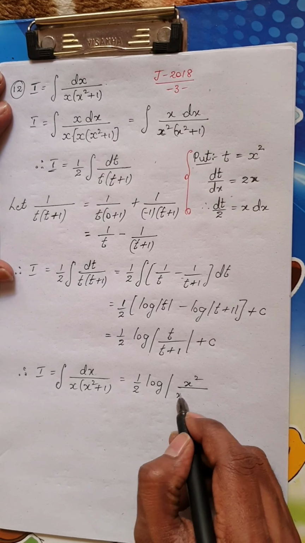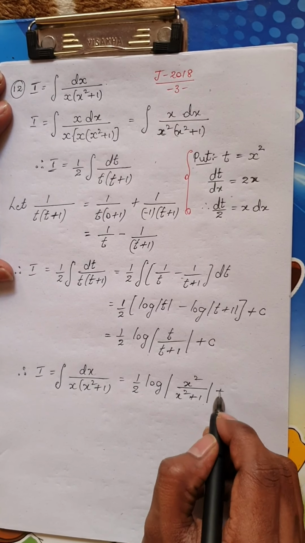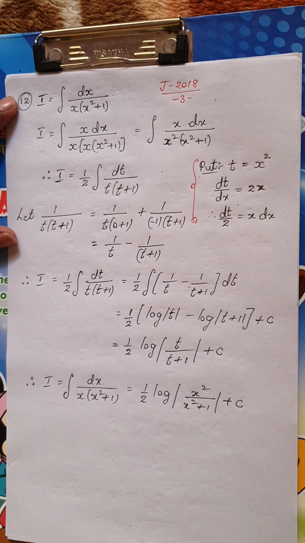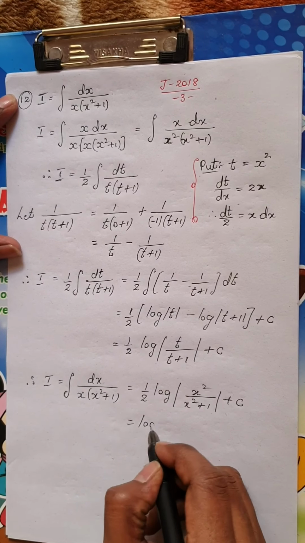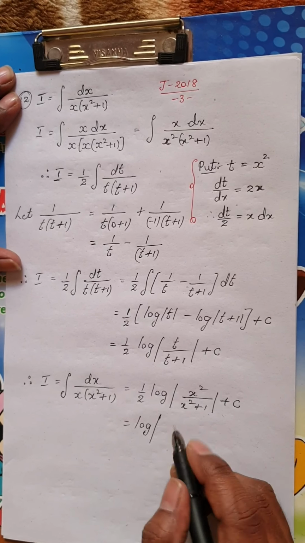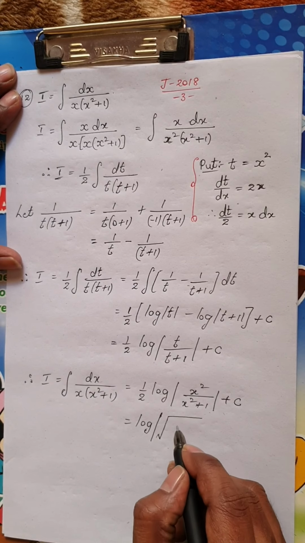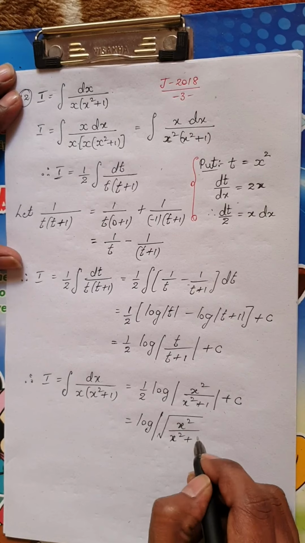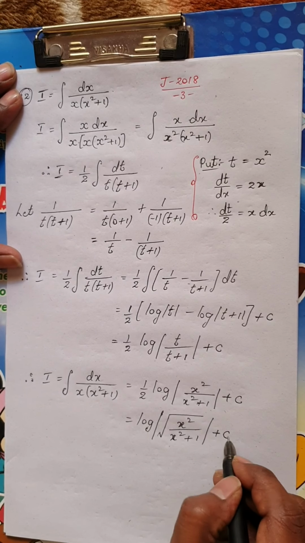So, x square divided by x square plus 1 plus c, which is the constant of integration. So, this can be further written as log of mod. Remember, this half can be taken as a power. Now, power of half is nothing but root. So, log of root x square divided by x square plus 1 plus c, which is the constant of integration.